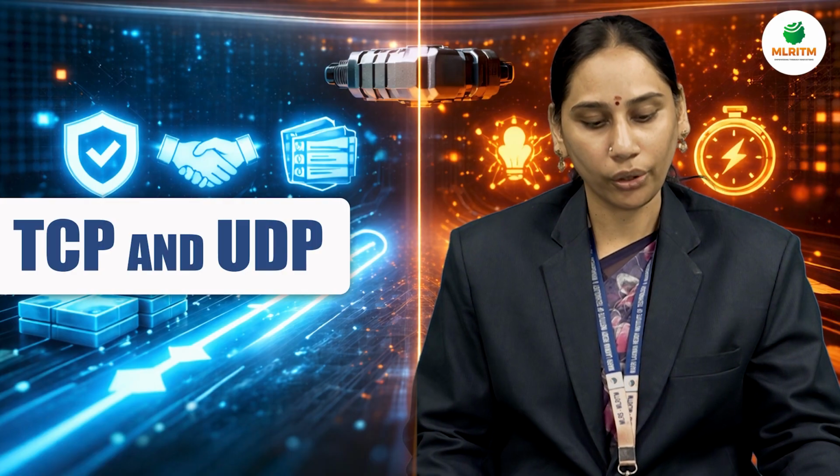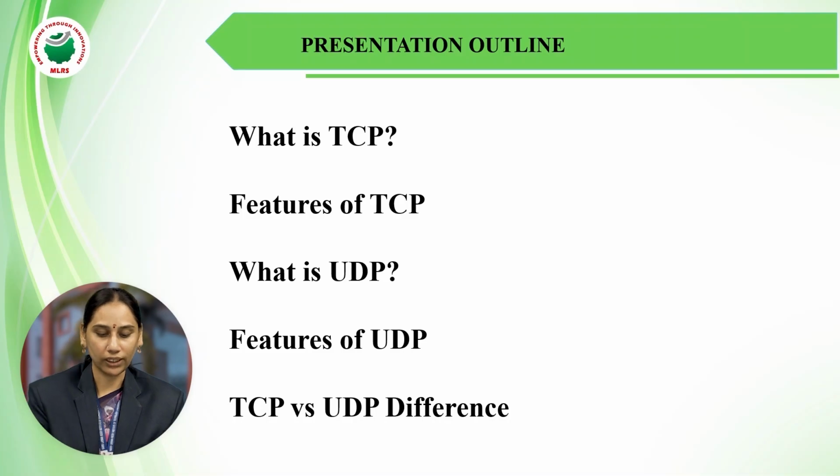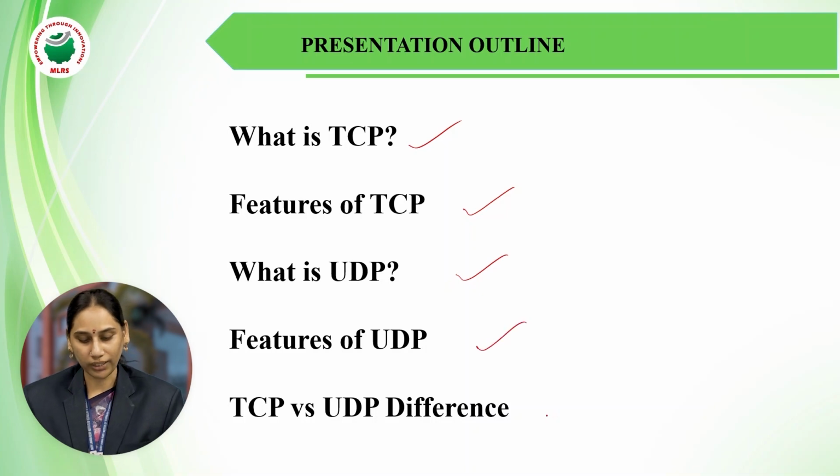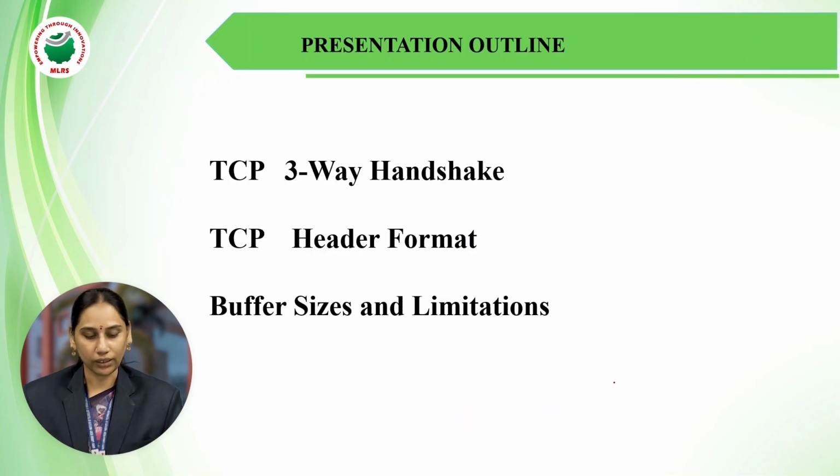Presentation outlines. Today we are discussing what is TCP, features of TCP, what is UDP, features of UDP, TCP and UDP differences. Next, TCP three-way handshake, TCP header format, buffer sizes and limitations. Today we are discussing 6 topics.